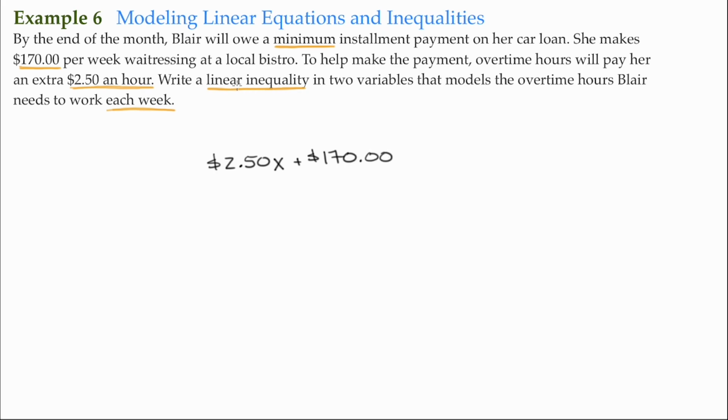It's an inequality, and it's a minimum that she's got to make. So we're going to label this as Y. She's got to make at least greater than or equal to this amount in order to be able to make the installment. So the linear inequality that would model this scenario here is Y is greater than or equal to 2.50x plus 170. And there we go.